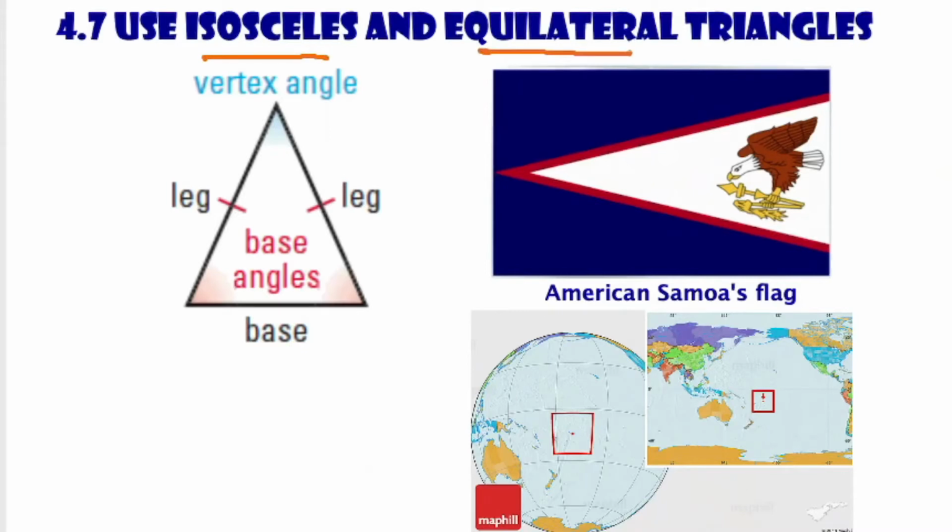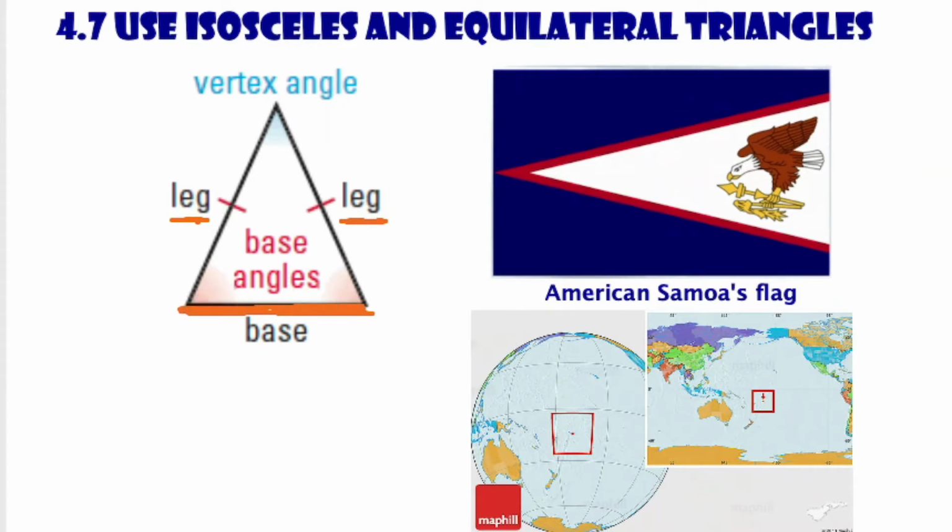Today's lesson is about isosceles and equilateral triangles. First, let's talk isosceles. Remember, isosceles has two sides that are congruent to one another, tick, tick. And we call those two congruent sides the legs. The one that's not congruent to the other two, we call that the base.